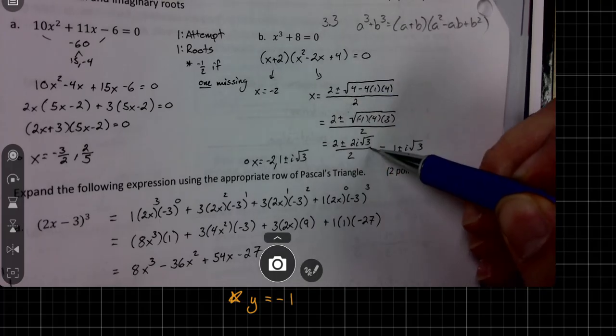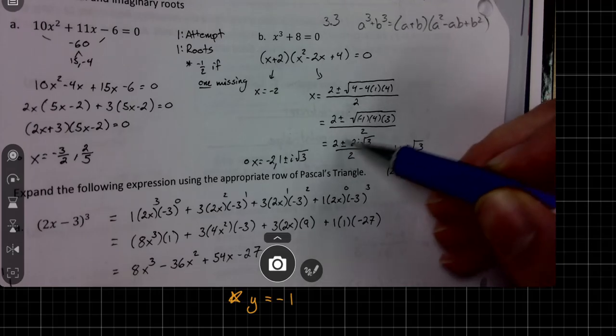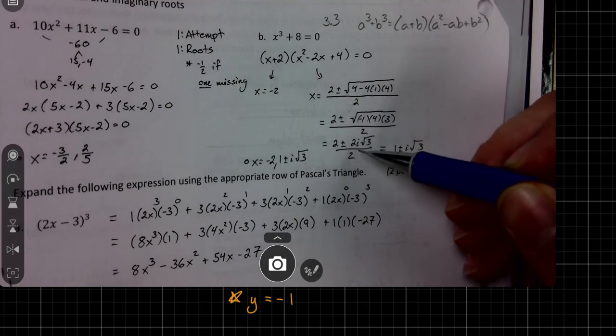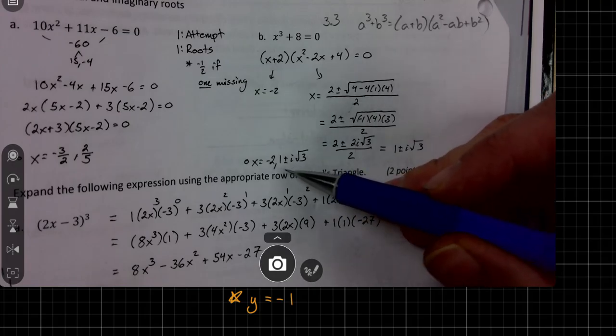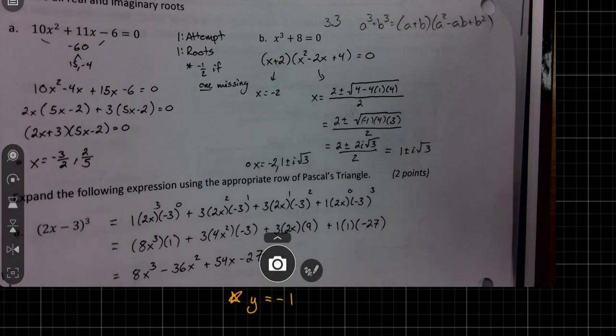Now, if you got to here and stopped, I would give you credit still. If you see everything has a 2 in it, we should simplify it down. But realistically, if you stopped here, I would give you the point. Cool. Sonny. Okay. So 3 roots, -2, 1 plus i root 3, and 1 minus i root 3. Cool.